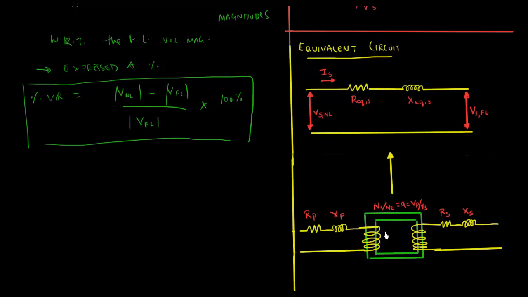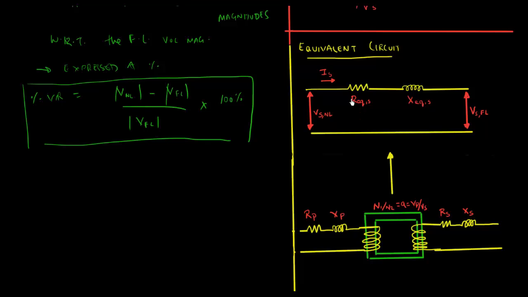What I've ignored is the shunt resistance and reactances, because it's been found that they don't have much of an impact on the voltage regulation. So if you look at this, you have your R primary and your X primary, same here on the secondary side. You have your turns ratio, which is equal to your voltage ratio.